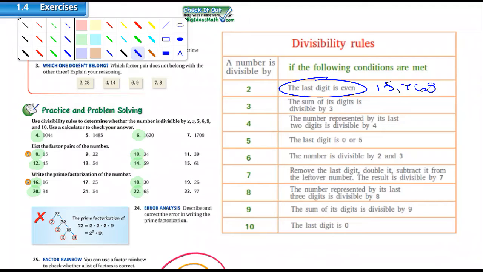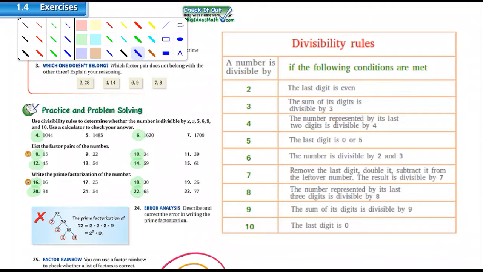Is the last digit even? So what's the last digit in that number? 8. Can you divide 8 by 2? Yes. Then you can divide that by 2. So no matter how big the number is, all you have to do is look at the very last digit, and then you will know if it can be divided by 2.